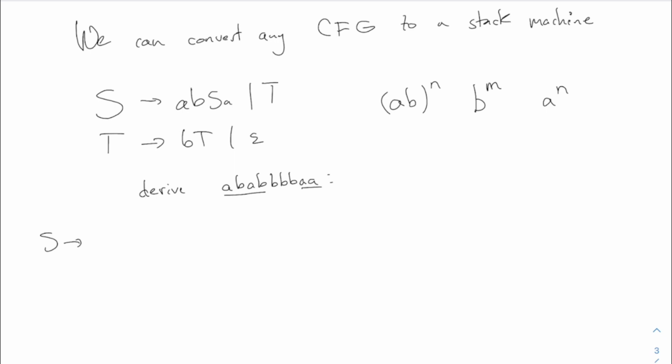So I'm going to go, S goes to ABSA, and then once more, AB, ABSA, A. All right, that was the first grammar rule twice.